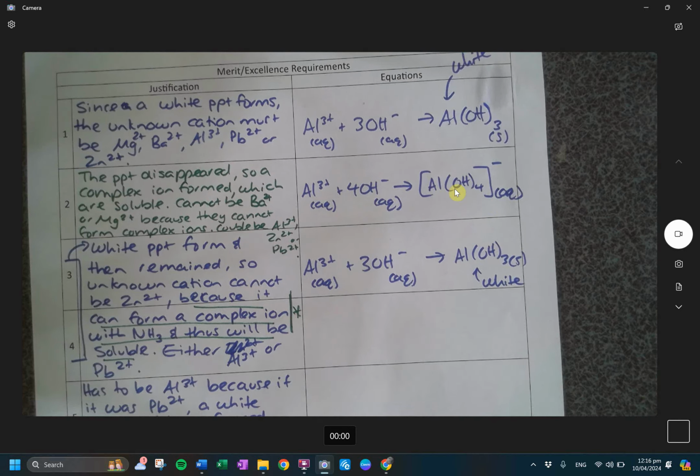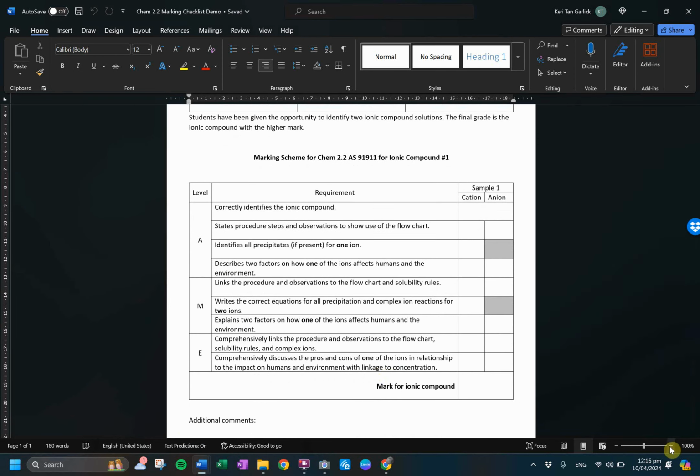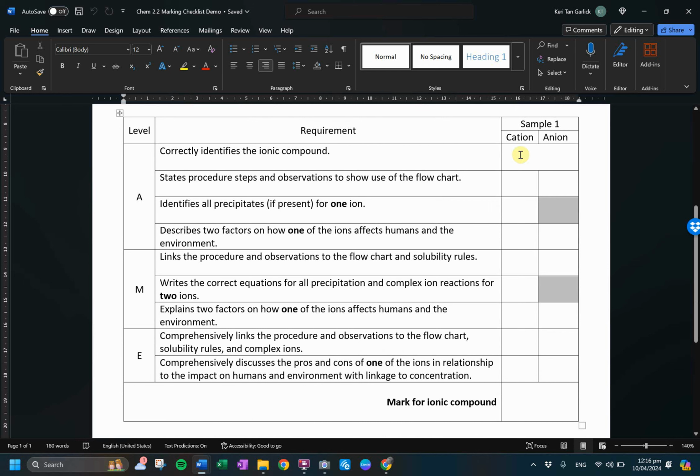All right, let me go back and show you the marking criteria, just to remind you. Remember that we are only looking at half of our ionic compound. You will need to also figure out the anion to get marked. If you do not correctly identify the ionic compound, it is automatically not achieved. This is an achieved requirement right there. So if you misidentified it as zinc yesterday, you would have gotten an unachieved on that question.